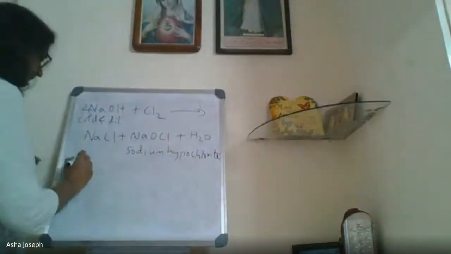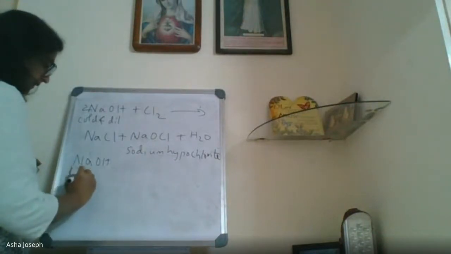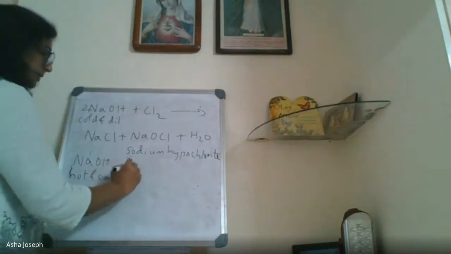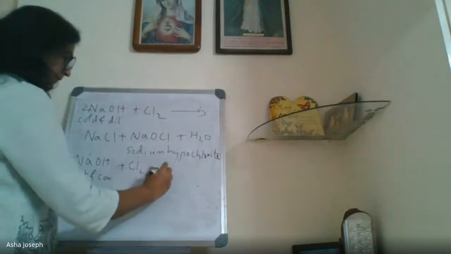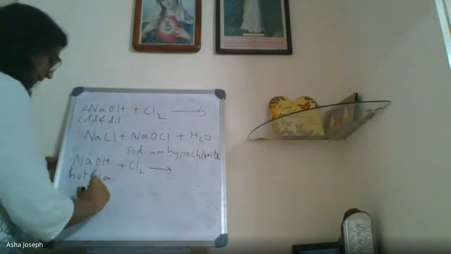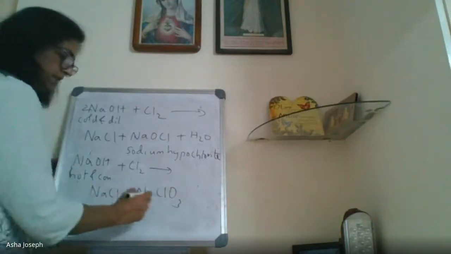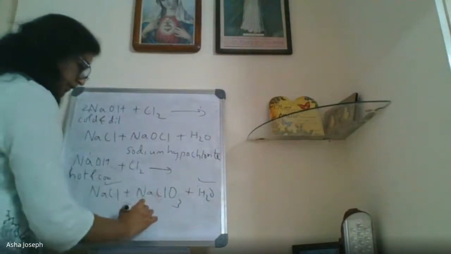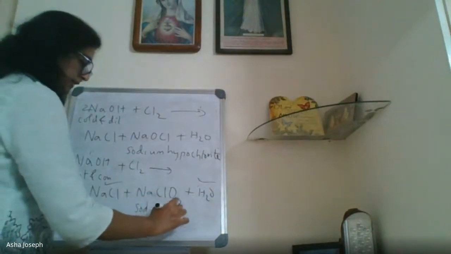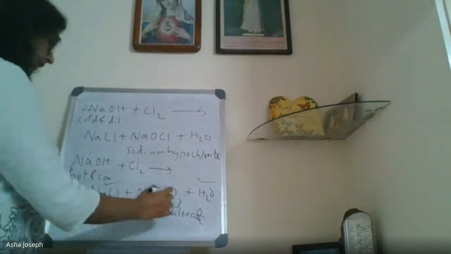Okay. So NaOH, hot and concentrated, plus chlorine. And you already learned you will get NaCl plus NaClO3 and water. Out of that, these two are common. This is sodium chlorate, isn't it? And so here we will now balance.